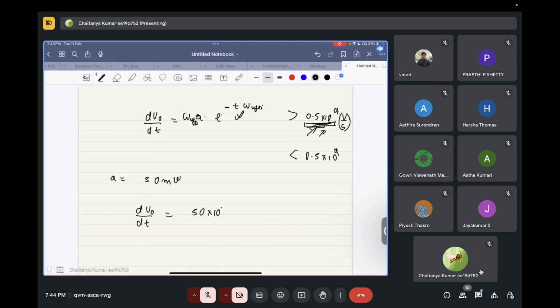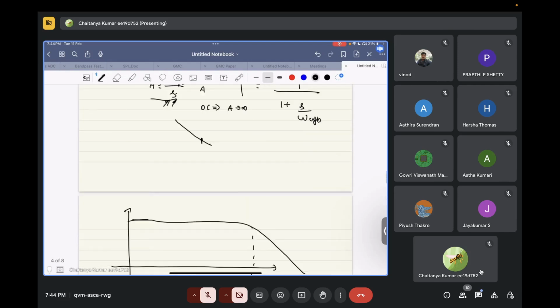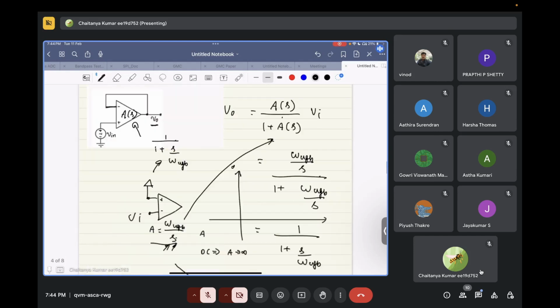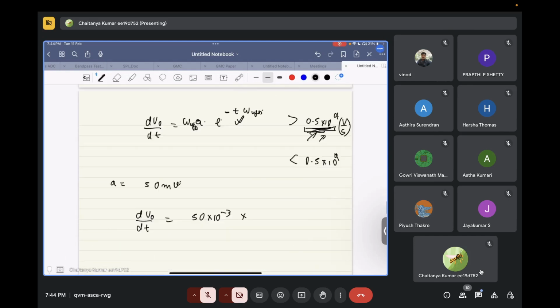50 into 10 to the power minus 3 into whatever UGB is given. And what is the UGB? 1 gigaradians, that is 10 to the power 9. Okay, so this is 50 into 10 to the power minus 3 into 10 to the power 9, that is 50 into 10 to the power 6. Correct? Now is this rate of change greater or less than the slew rate given? Lesser, right? So the slew rate will never get hit.